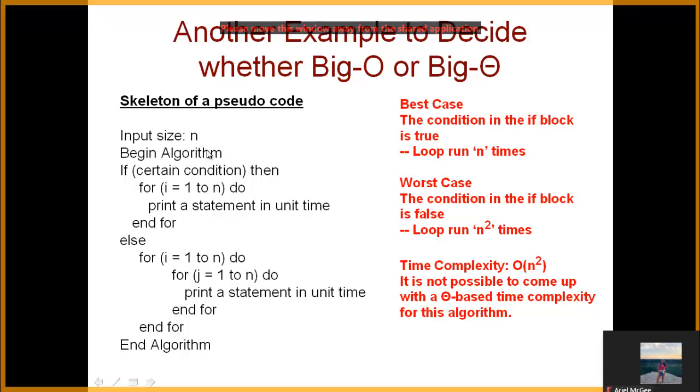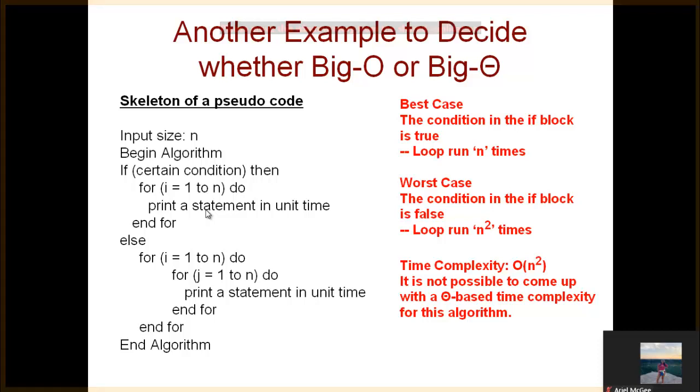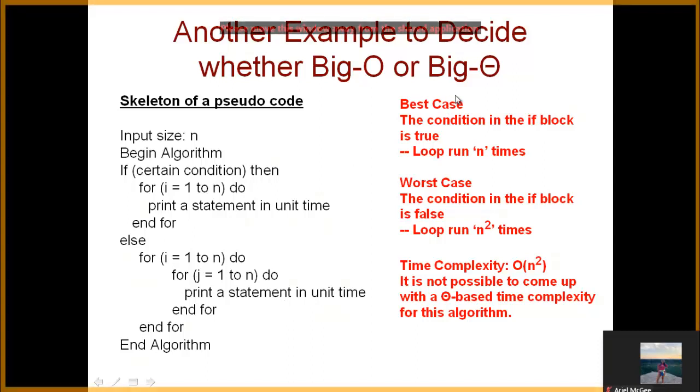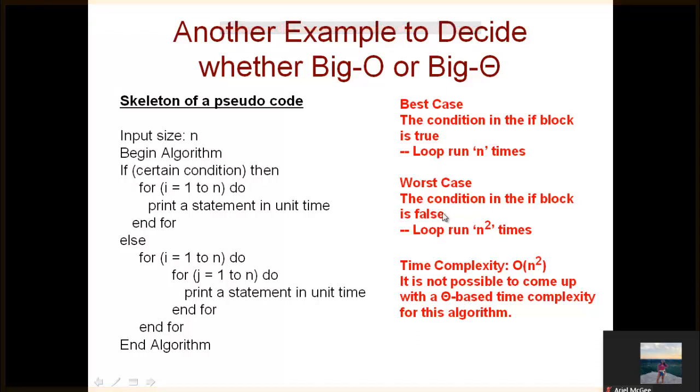According to this pseudocode, it looks like there's a best case, according to which you'll print n times, and then there's a worst case for which you'll print n squared times. So that's what we need to identify. The best case is different from the worst case. The best case number of times we do the basic operation, the printing, is different from the worst case. That means the time complexity can be expressed only using the big O notation. We cannot use the theta notation because the best case is not the same as the worst case.